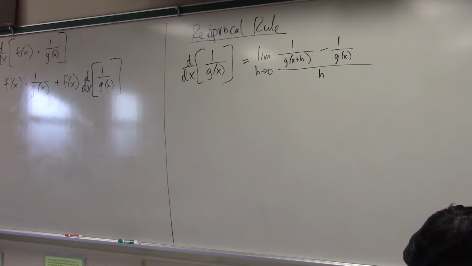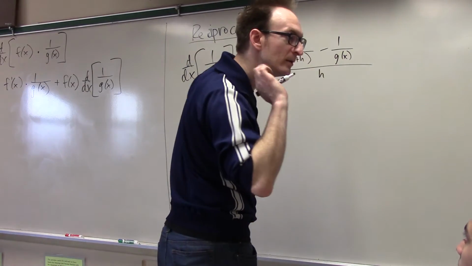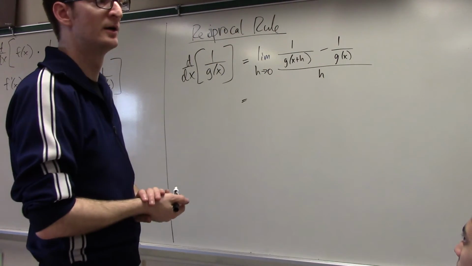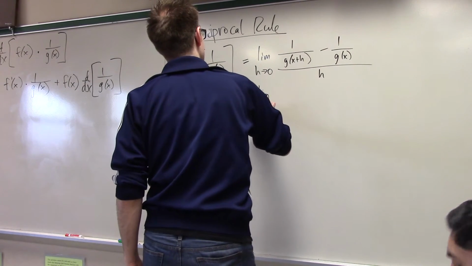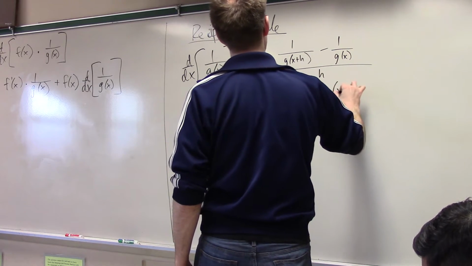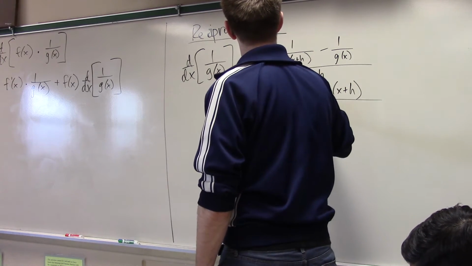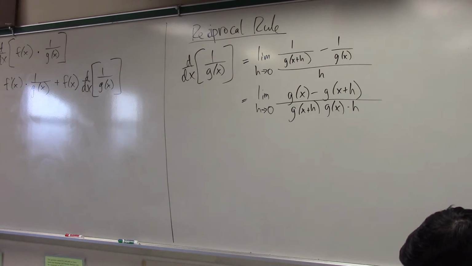Okay, now we have to do some smart things with this limit. Who has an idea? Tally. I think she's saying get a common denominator. Is that what you're saying? Yeah. Good. So it's g of x minus g of x plus h, all over g of x plus h, g of x, h. That's just algebra 1, cool. Just like adding fractions.